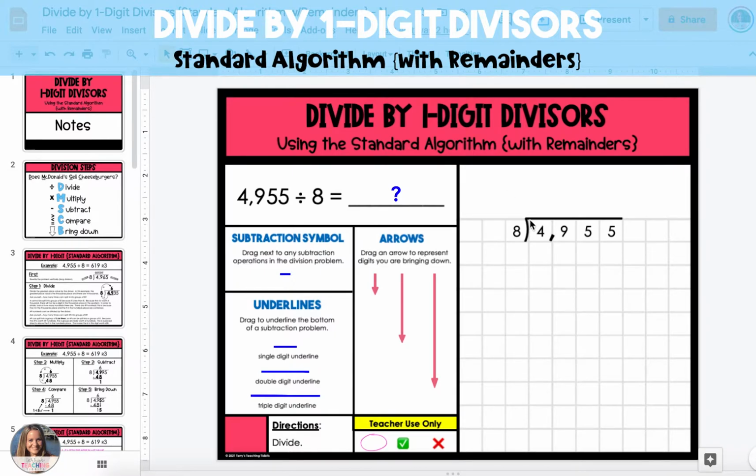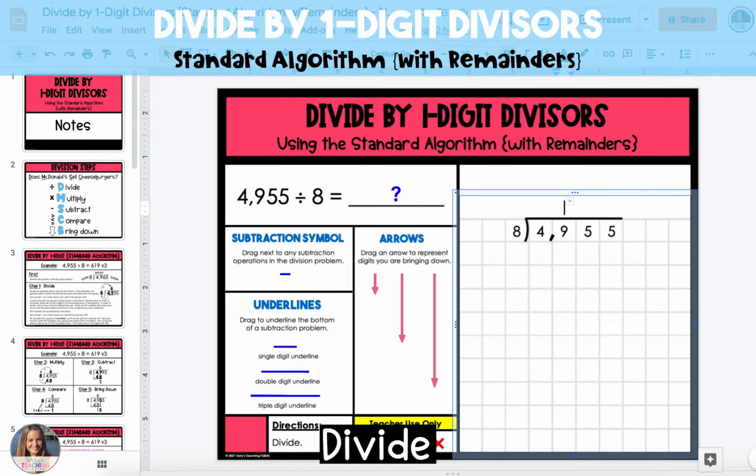First, look at the greatest place value in the dividend, which is the 4 in the thousands place, and we're going to divide it by the divisor, which is 8. 4 cannot divide by 8, so we're going to combine the 4 in the thousands place with the 9 in the hundreds place, and we're going to look at them as 49 hundreds. 49 hundreds can be divided by 8, and we can do this 6 times. The 6 will go into the hundreds place in the quotient.